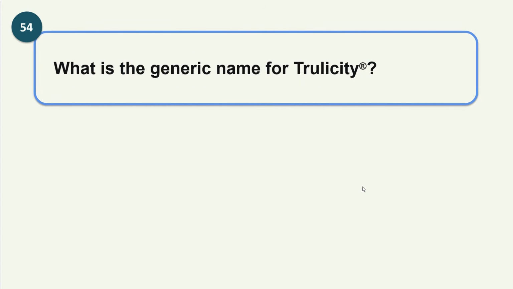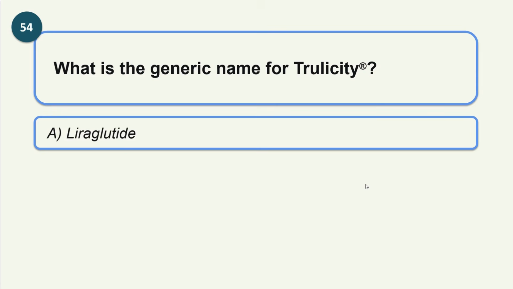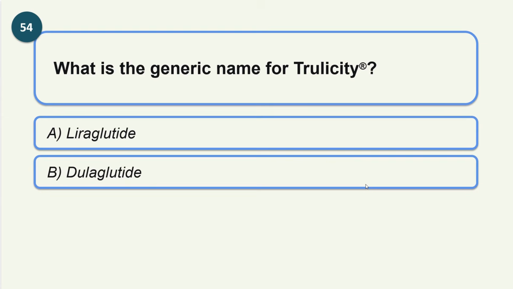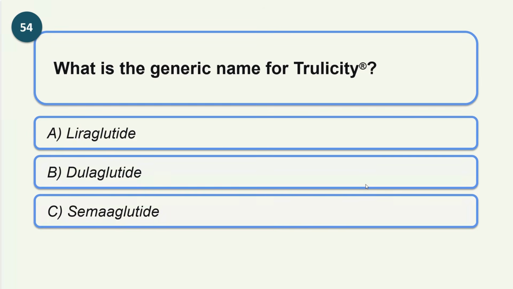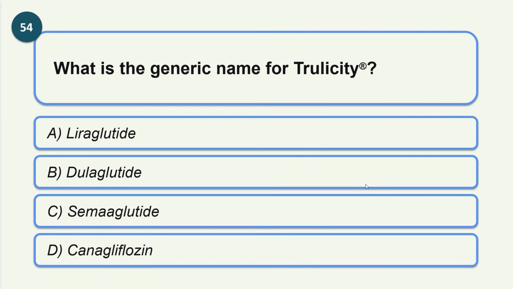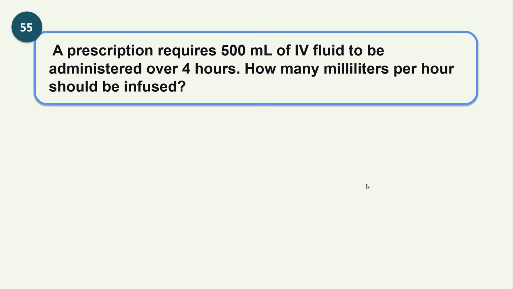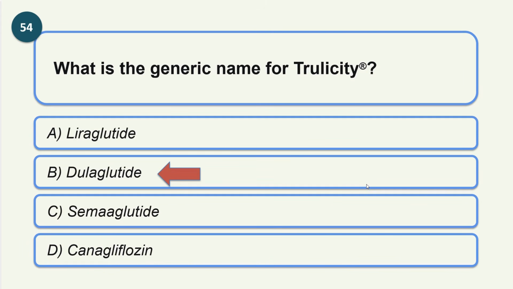What is the generic name for Trulicity? A. Liraglutide. B. Dulaglutide. C. Semaglutide. D. Canagliflozin. Correct answer is dulaglutide. The dulaglutide brand name is Trulicity.